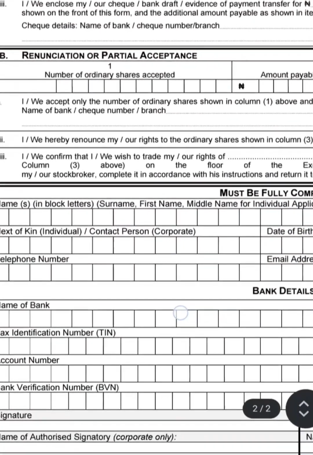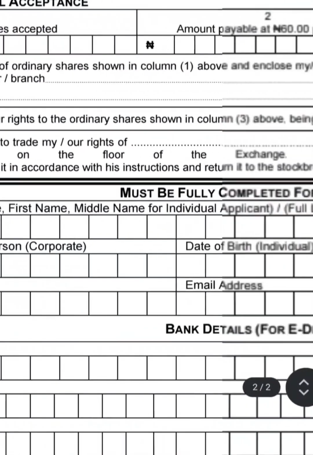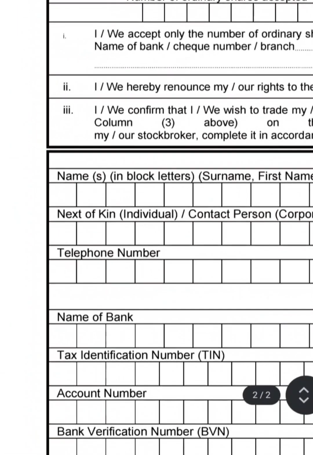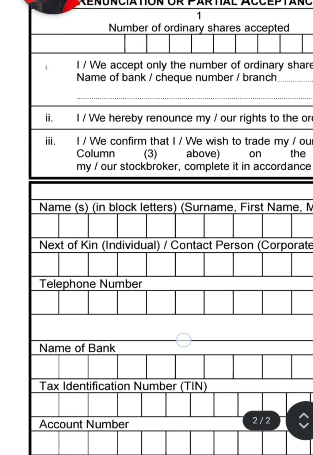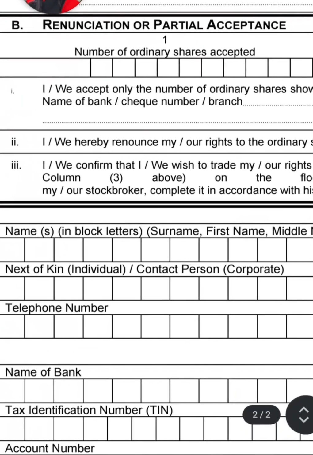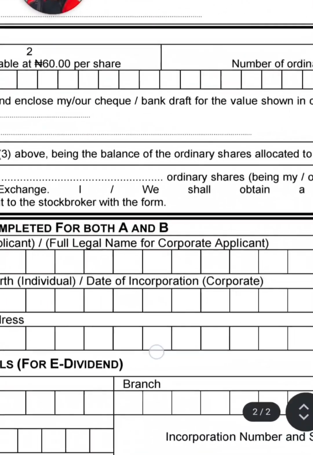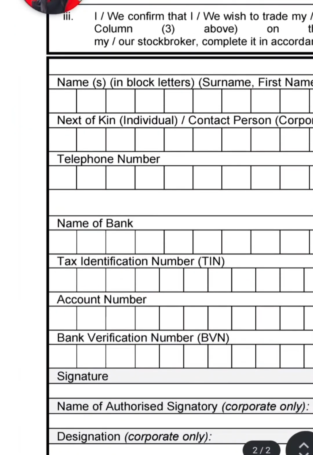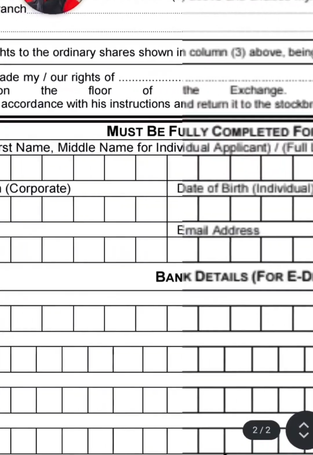If you're completely renouncing, so if you're not even taking on any, you do number 2. Right, so you do a tick in front to show that that's what you're doing, or you can write a yes. Just make it so that they know that that's the option that you're picking. Number 3 is if you're trading, so they're also allowing you to trade. If you're trading, write how many units you want to trade, and then in the next box, write how many units you're going to trade.